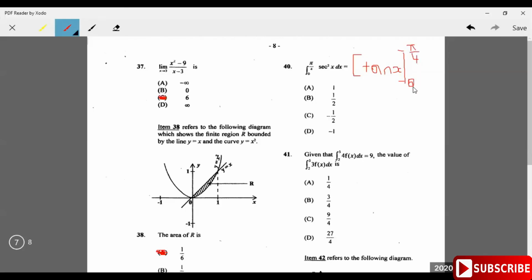This is not 6, this is 0. So put in pi by 4, we get the tan of pi by 4 is 1, minus the tan of 0 is 0. So the answer is 1. That's option A.